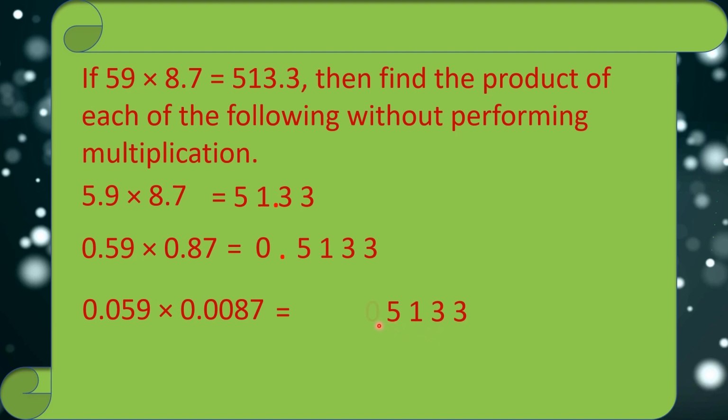So we will add 3 zeros, 1, 2, 3. So now how many places? 1, 2, 3, 4, 5, 6, 7. Right? 7 decimal places should be in the product. It means we will put the decimal here and here 1 zero. So our answer is 0.000513. Very simple.